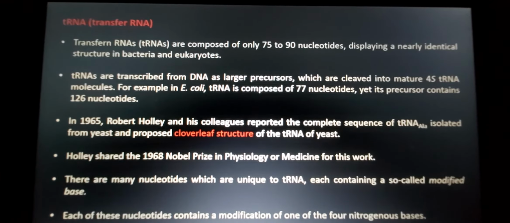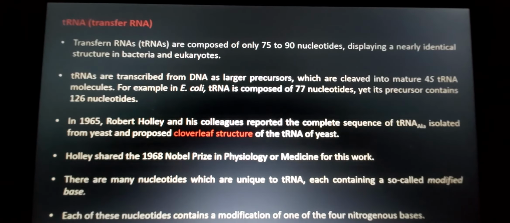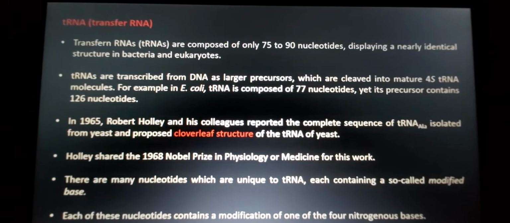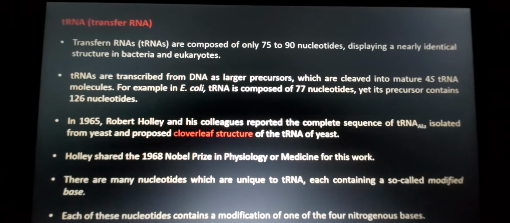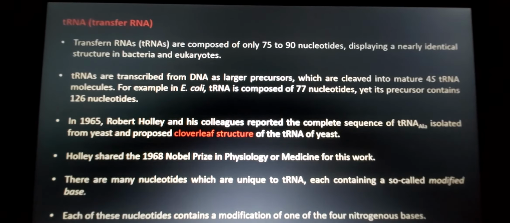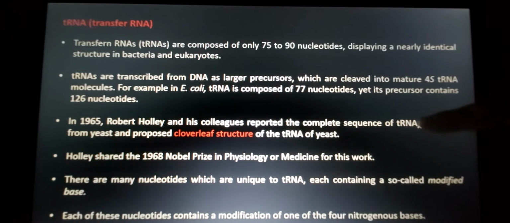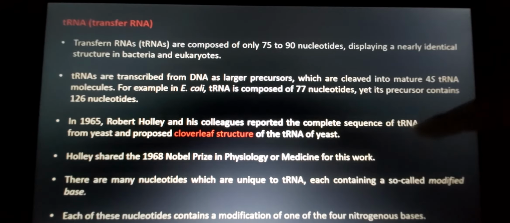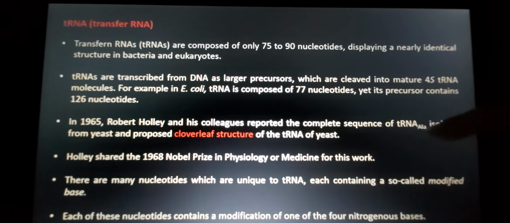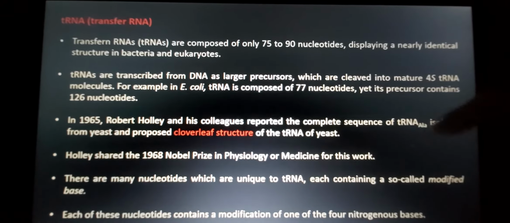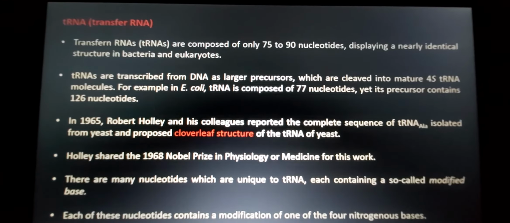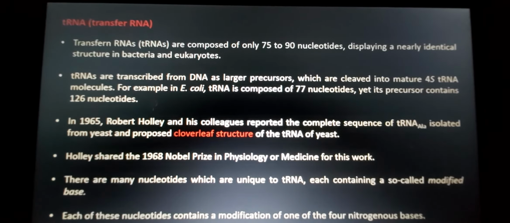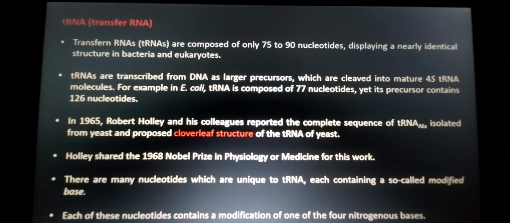Now, the complete sequence of tRNA is credited to Robert Holley and his colleagues, who in 1965 reported the complete sequence of tRNA. If you look at why this is ALA, they reported the structure of the tRNA involved with the amino acid alanine, for carrying this amino acid alanine. Now, they isolated it from yeast and they proposed the cloverleaf structure of the tRNA, and they shared a Nobel Prize in Physiology or Medicine for their work.